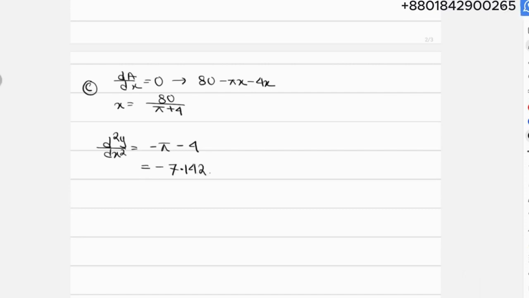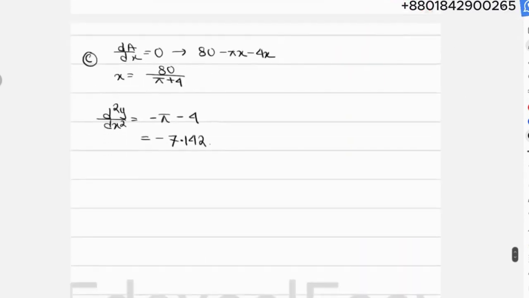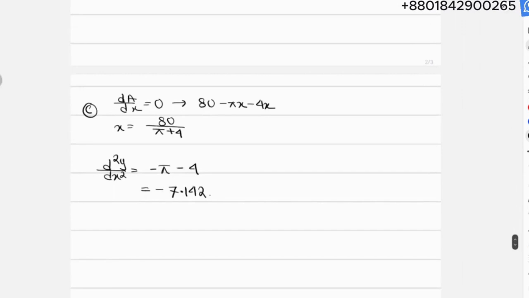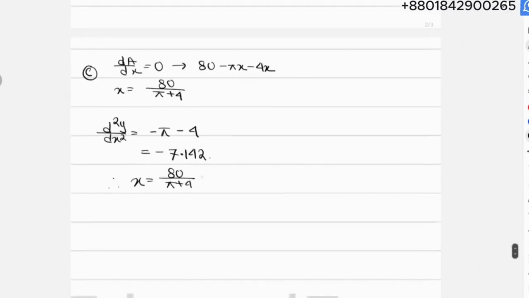So if you're getting the value for double differentiation as negative, this certainly identifies your value for x as 80 pi plus 4 as the maximum x coordinate for this situation. You can now see this double differentiation is negative, therefore x equals 80 pi plus 4 is indeed for the maximum x coordinate. So maximum, right? Since you got negative double differentiation, this is for a maximum x coordinate, which is correct.